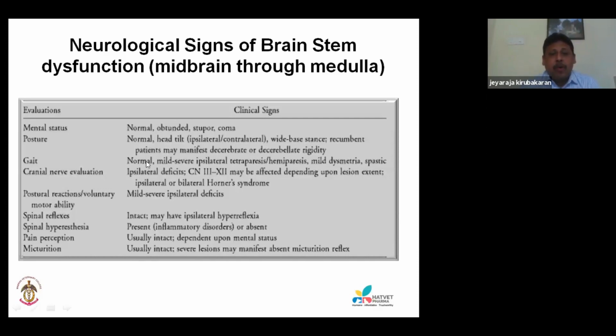And gait can be normal, or it can be a severe ipsilateral tetraparesis or hemiparesis, with mild dysmetria, and usually all are UMN signs, spastic, because it's involving the brainstem through which the axons run from the cerebral cortex. And you have ipsilateral deficits for cranial nerves 3 to 12, which may get affected depending on the location of the lesion. It can have an ipsilateral or bilateral Horner syndrome. Coming to the postural reactions, there can be mild to severe ipsilateral deficits.